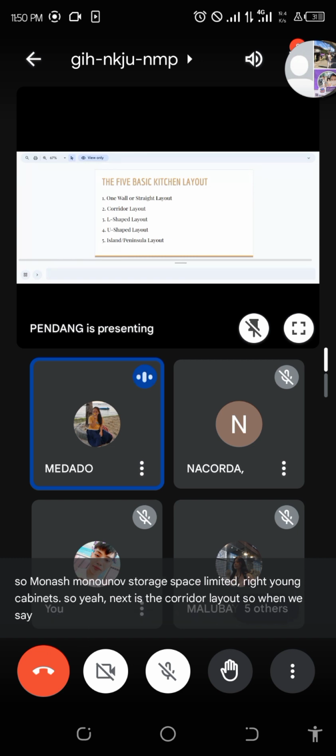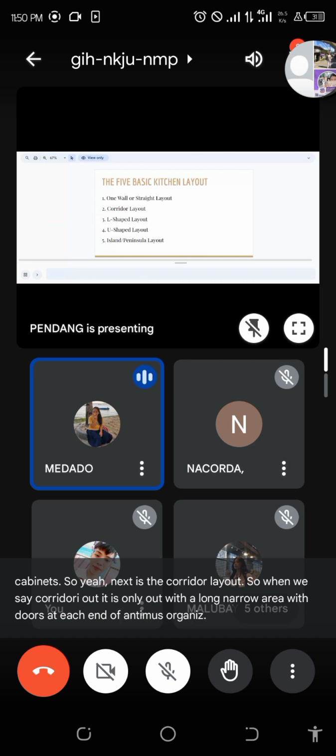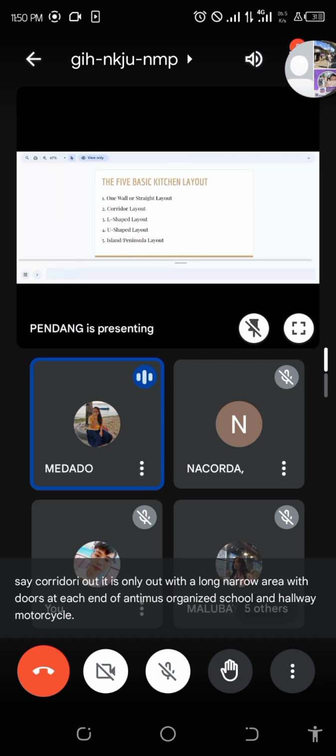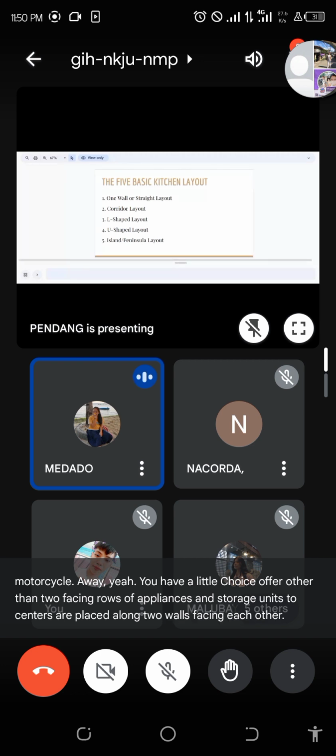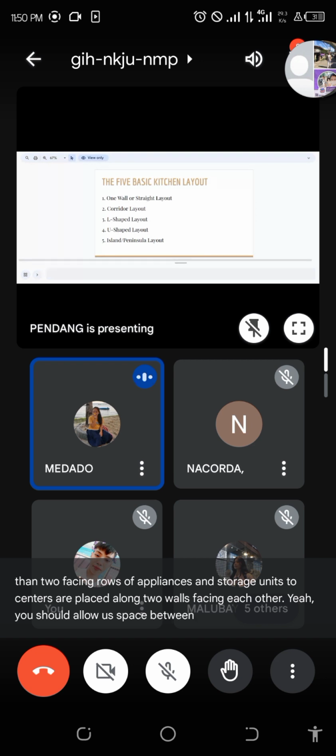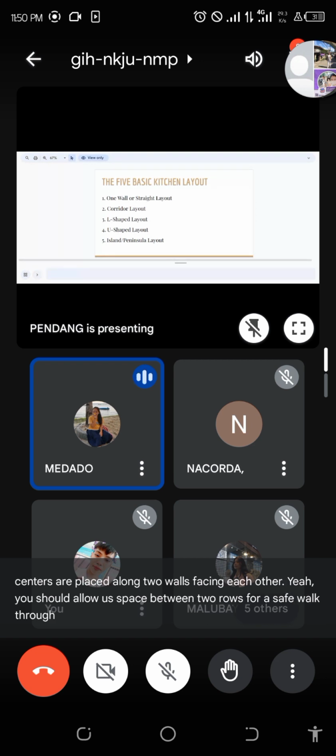So when we say corridor layout, it is a layout with a long, narrow area with doors at each end. You have little choice other than two facing rows of appliances and storage units. Two centers are placed along two walls facing each other. You should allow a space between the two rows for a safe walkthrough corridor and to allow comfortable access to appliances.